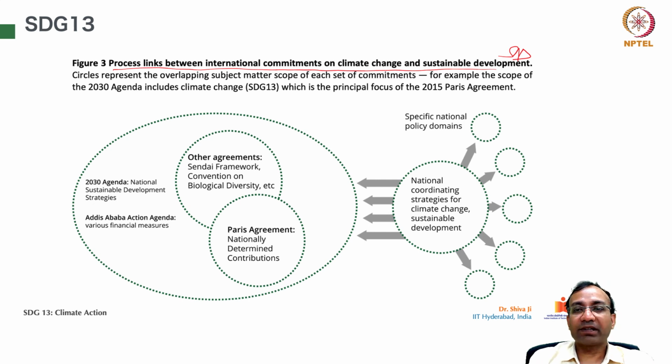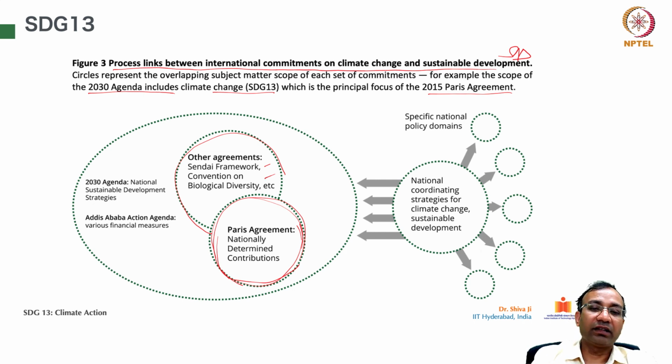Circles represent the overlapping subject matter scope of each set of commitments. For example, the scope of the 2030 Agenda includes climate change, which is the principal focus of the 2015 Paris Agreement, right? So this is the Paris Agreement, nationally determined contribution indices. Then we have other agreements in parallel, such as the Sendai Framework, the Convention on Biological Diversity, and so on. And overall, there are even more, like the 2030 Agenda, the Addis Ababa Action Agenda, and all of these.